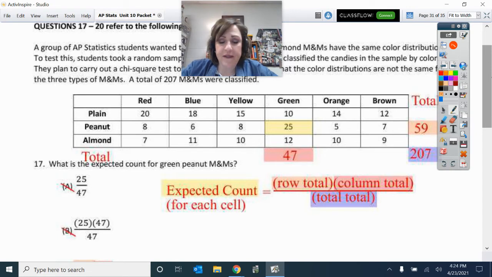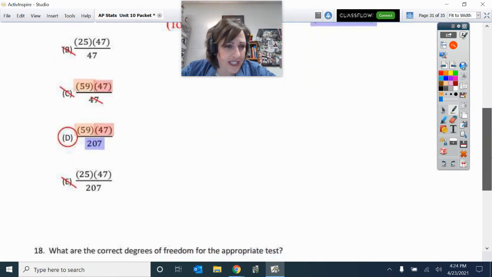Okay. All right, number 17. What's the expected count for green peanut M&Ms? So that is this yellow cell that I'm wanting to find expected. And expected count is the row total times the column total divided by total. The first thing I did was I went 7 times 12 divided, okay, wait, what's happening? You need to total up those rows and total up this column. And then it did say there was a total of 207. So the total was 207. So there we had answer D.